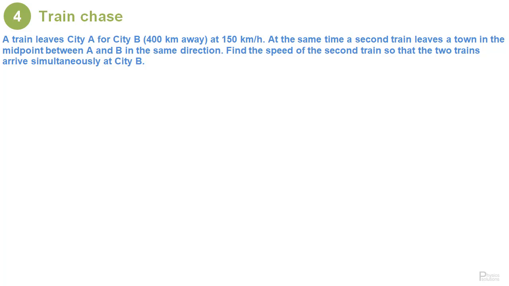So let's first focus on the things that we know. First of all, we know the distance between the two cities. We know the speed of the first train, and we also know that the two trains will arrive simultaneously at city B. So that's what we know from the text of the problem.